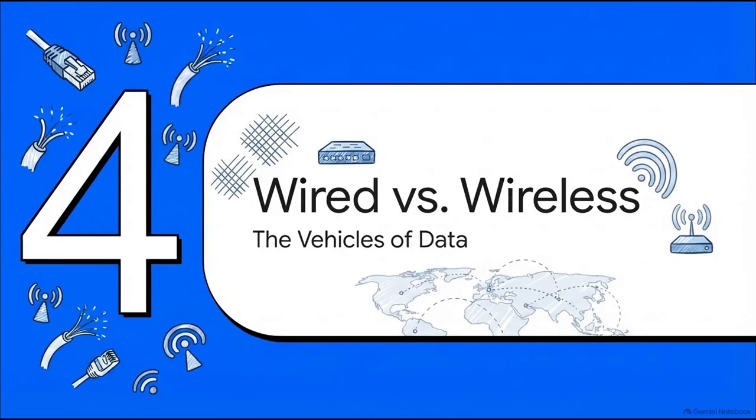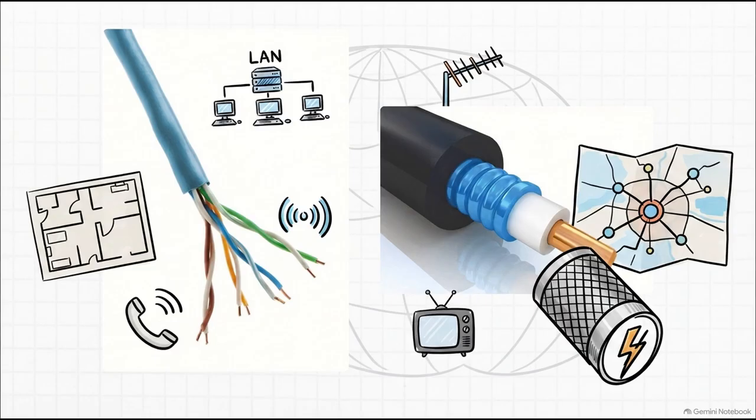All right, that brings us to Section 4, wired versus wireless media, the vehicles of data. When we talk about physical data transmission, we're talking about actual physical cables. Take the twisted pair cable, for example. This one uses copper wires that are literally twisted together to reduce interference, and it is the standard choice today for most high-speed local area networks and telephone lines.